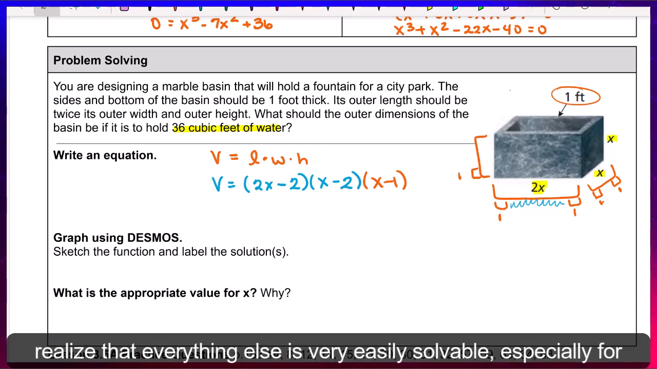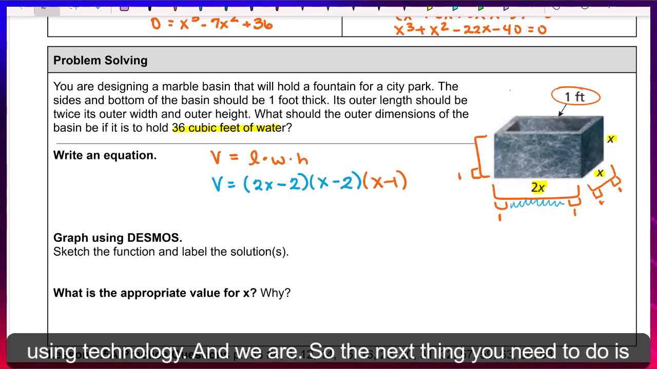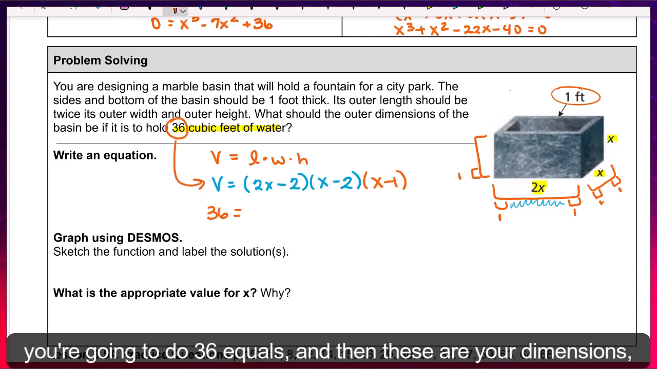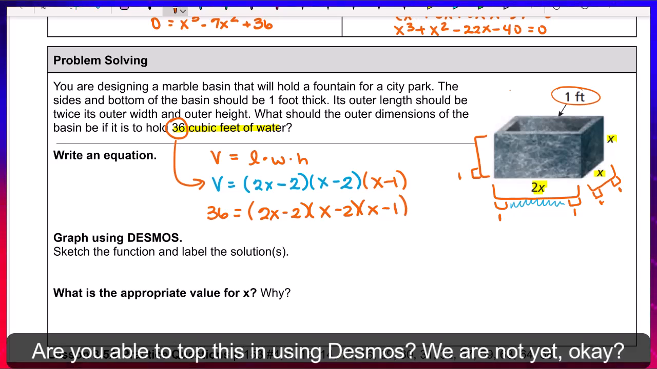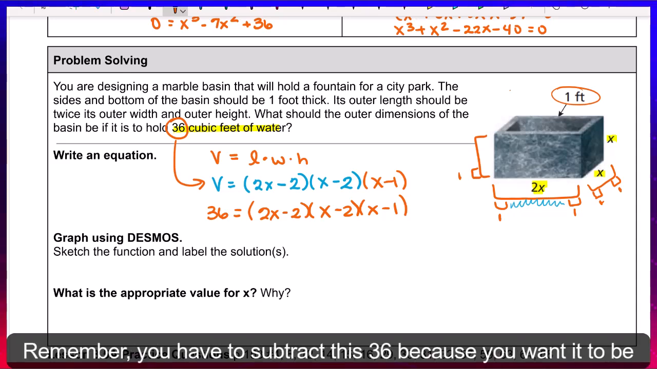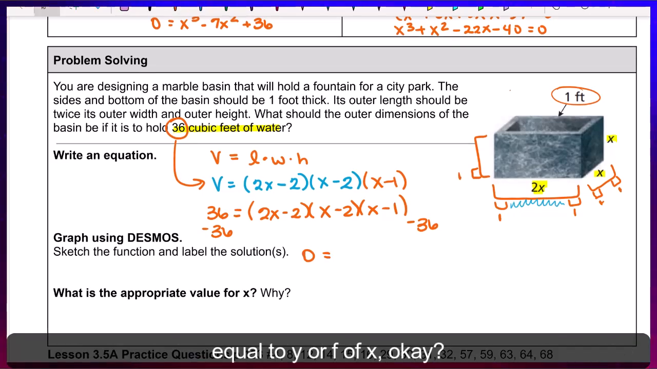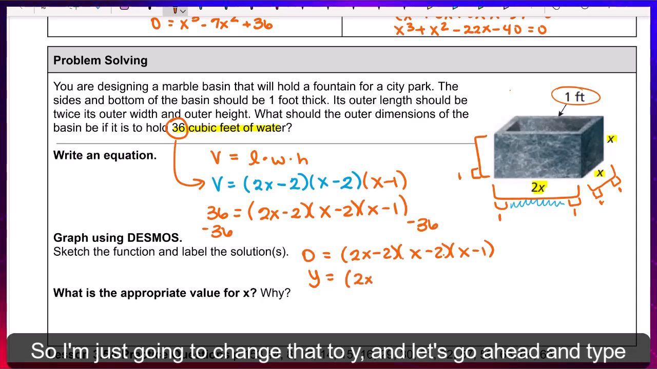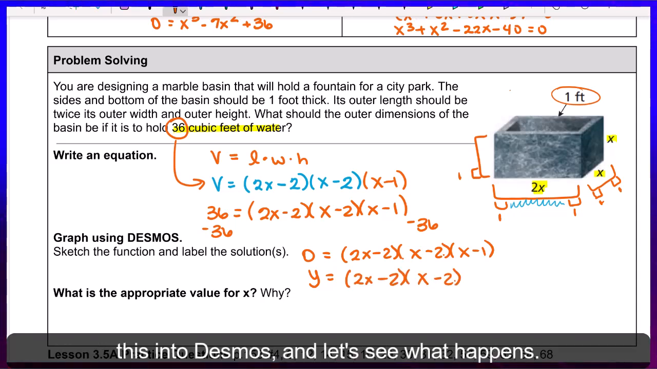Once you realize that, everything else is very easily solvable, especially if we're using technology, and we are. So the next thing you need to do is make the connection that 36 is going to be your volume. So you're going to do 36 equals, and then these are your dimensions. Are you able to type this in using Desmos? We are not yet. Okay. Remember, you have to subtract this 36 because you want it to be equal to y or f of x. Okay, so I'm just going to change that to y, and let's go ahead and type this into Desmos, and let's see what happens.